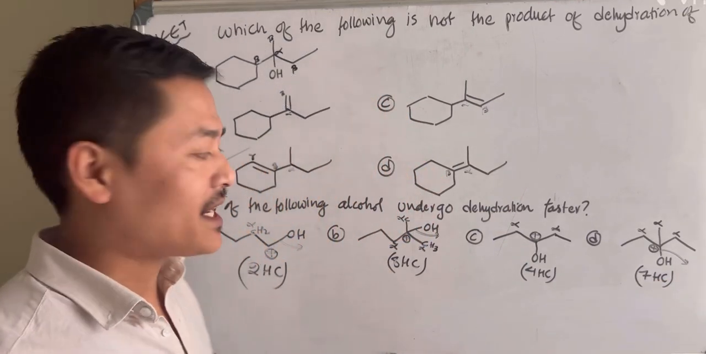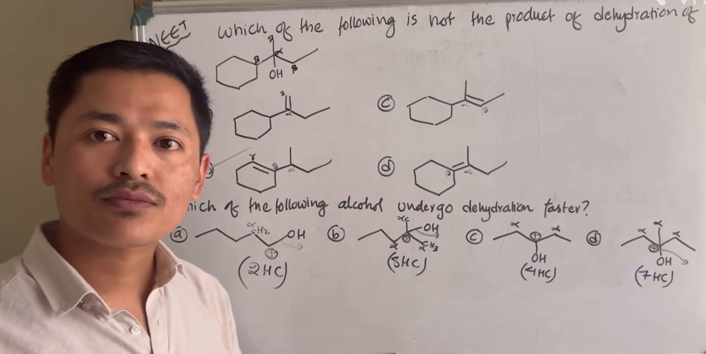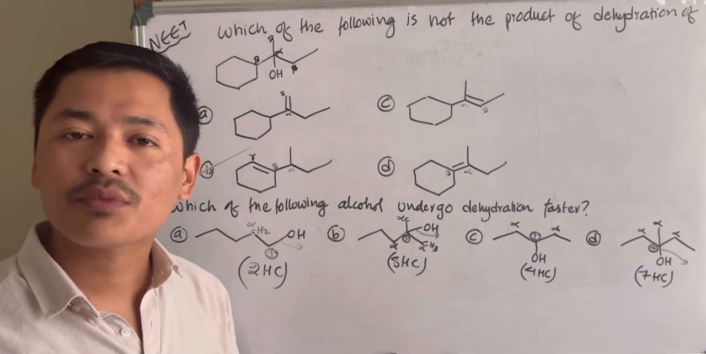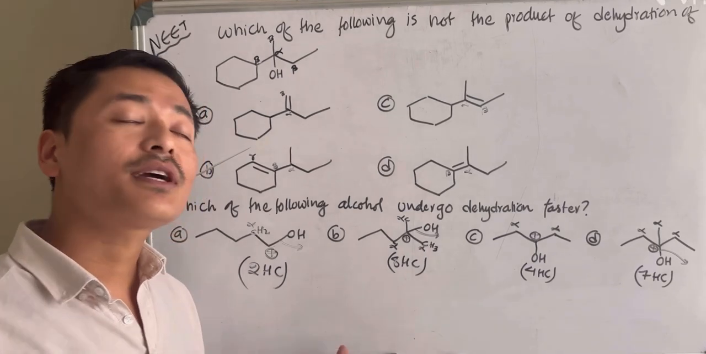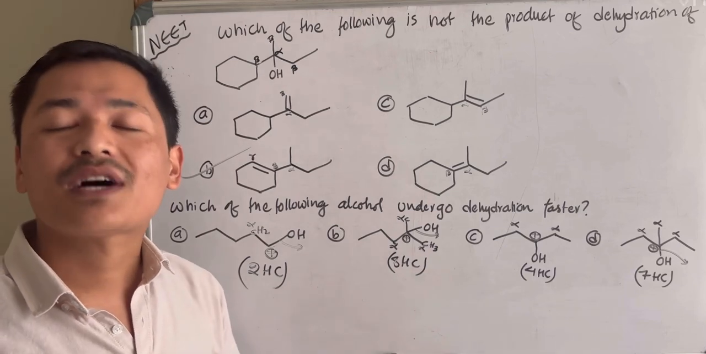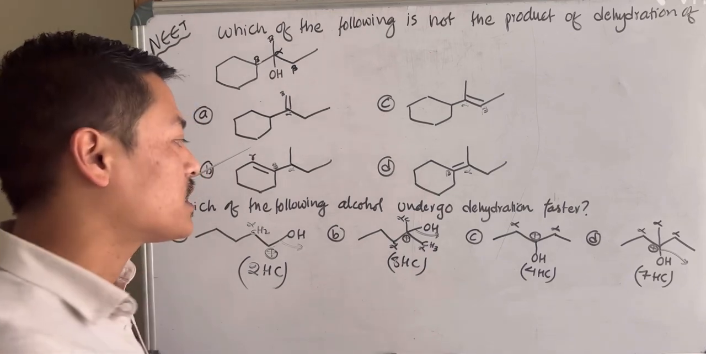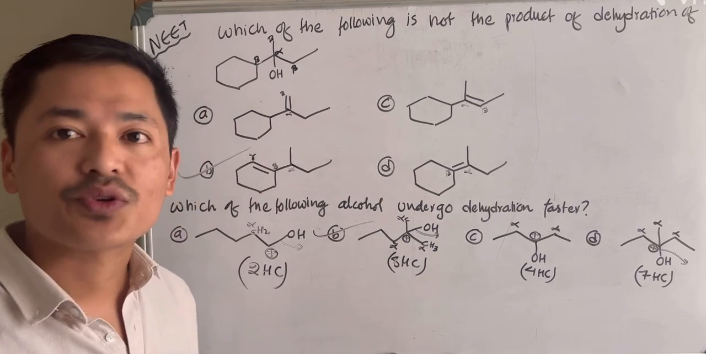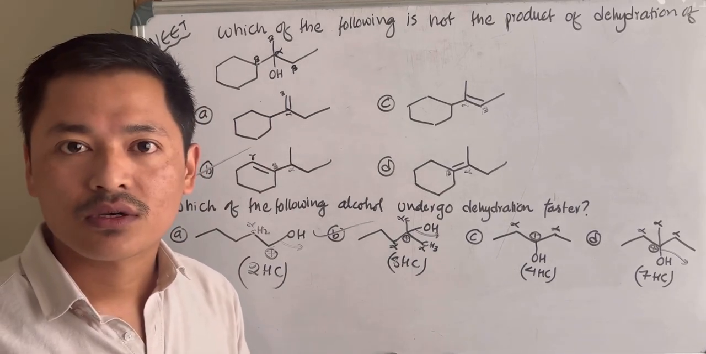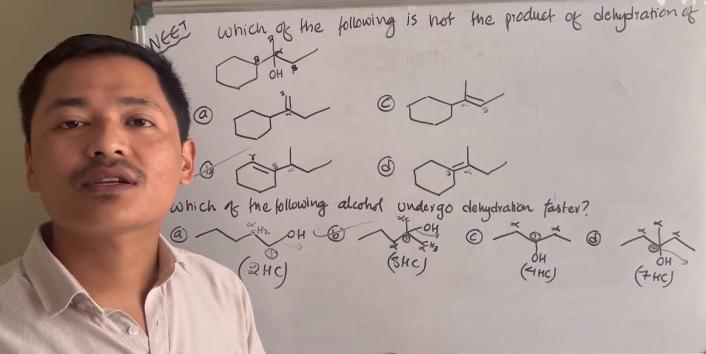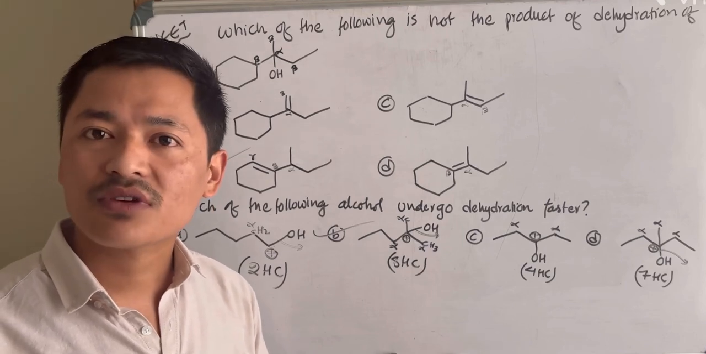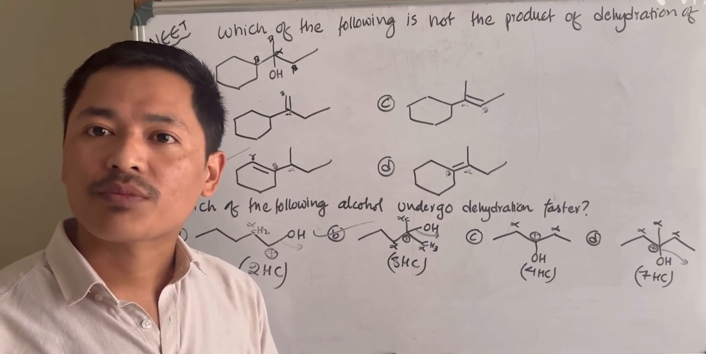So you all know that the more the hyperconjugation, the more stable the carbocation, and the more stable the carbocation, the faster the dehydration. That is why option B will undergo dehydration faster. So that is how you must be answering the questions related to the dehydration of alcohol. I hope this topic is clear to you all.